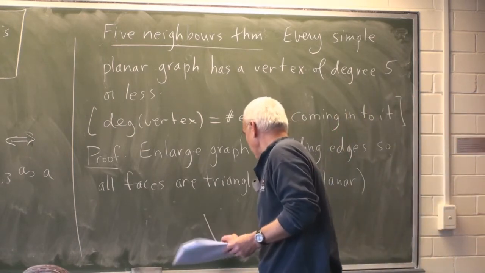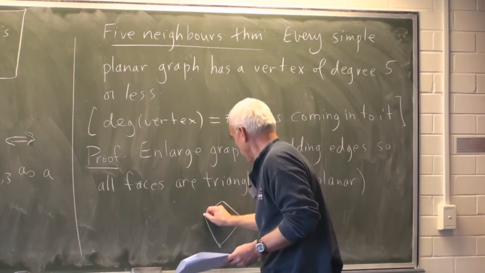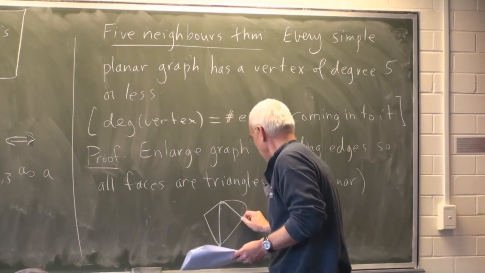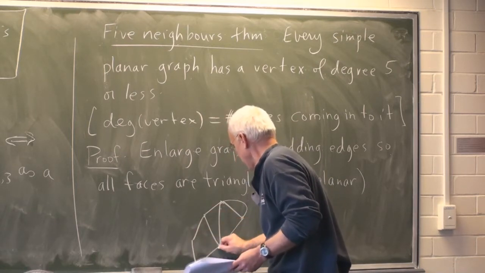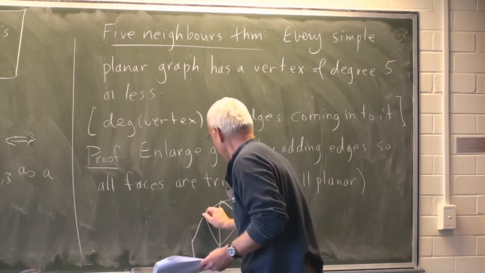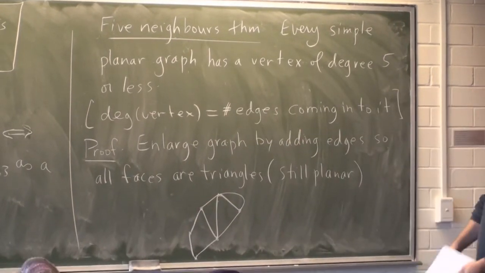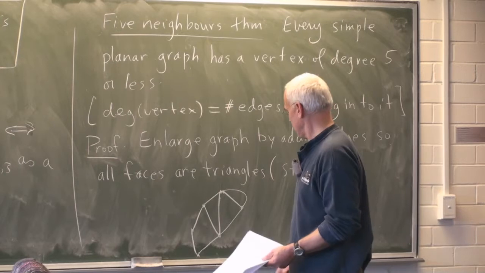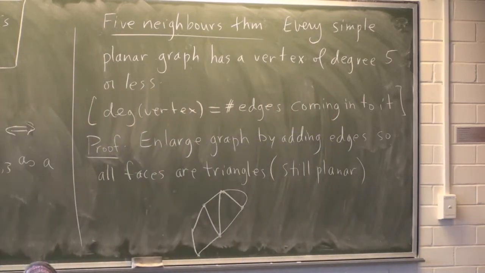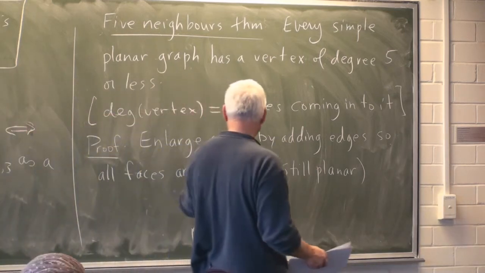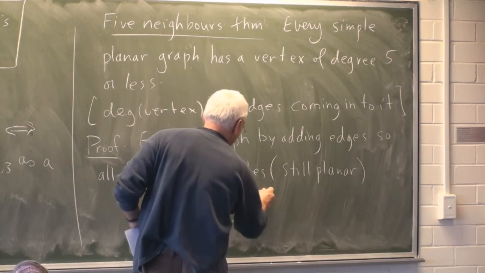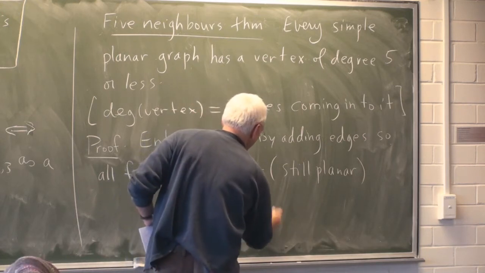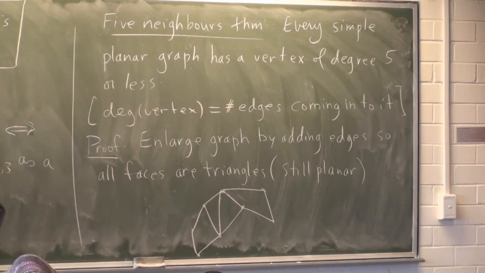So I suppose if we had something like that. So presumably it'll be the outside face there. Oh, it's a simple graph, so this is a parallel. These are parallel edges there. No, the outside face is also included in this.